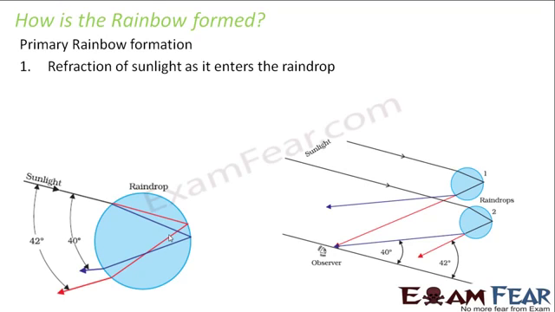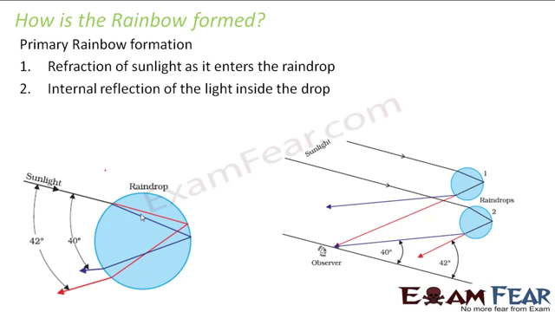So what happens when this sunlight enters the raindrop? Refraction takes place. As you can see in this figure, this is the sunlight which is entering the raindrop. So refraction will take place. Now sunlight is white light. So as it enters the raindrop, it gets dispersed into the different colors. You can see that the red end and the violet end get deviated by different angles because they have different wavelengths and they are entering a medium of different refractive index, right? So refraction of sunlight takes place.